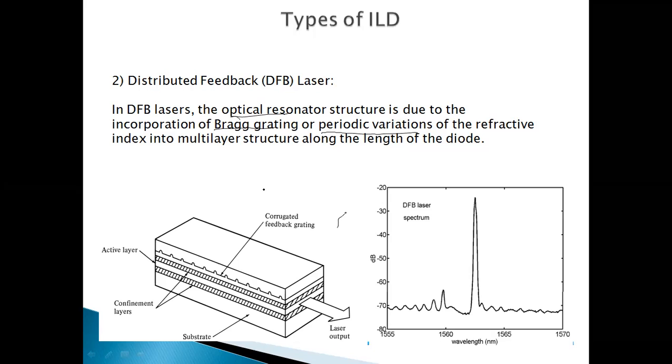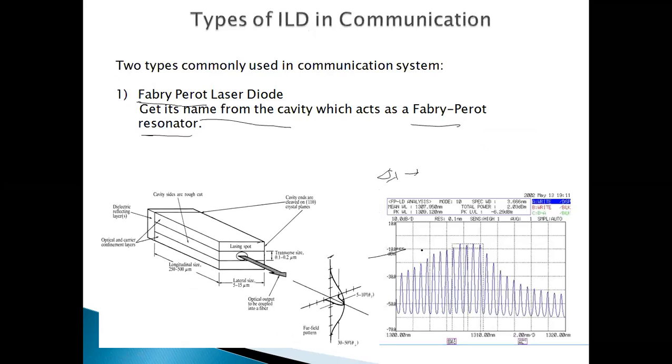We just need to know that in communication, for commercial applications, we have two types of lasers. The first one is Fabry-Pérot, and the second one is DFB, or distributed feedback lasers. If you are interested in these lasers, you can always refer to the textbooks, in order to understand more about the laser structures and how they work. This is the spectrum of the DFB, as compared to what we have seen previously for the Fabry-Pérot laser diode.